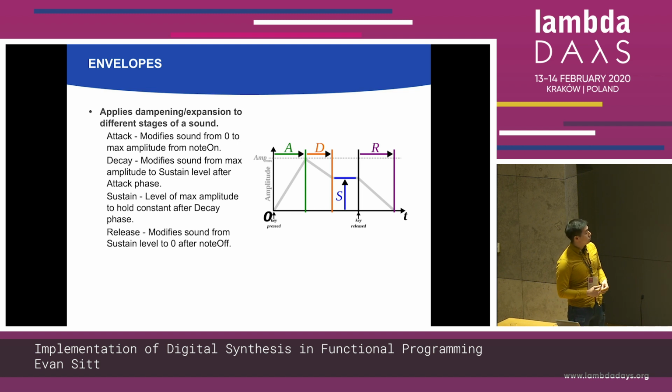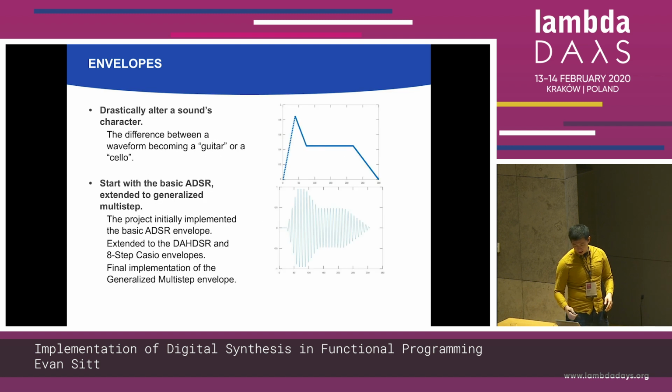So then after we generate these waveforms, we want to start applying things to make our sound interesting, and that's where the envelopes come in. What envelopes are, they apply dampening and expansion, so you make it louder or quieter in layman's terms, to your sound, and it gives it a different sound quality. So for example, here we see an ADSR profile, and depending on how you change it, you can have the same waveform sound like a guitar, or it can make it sound like a cello.